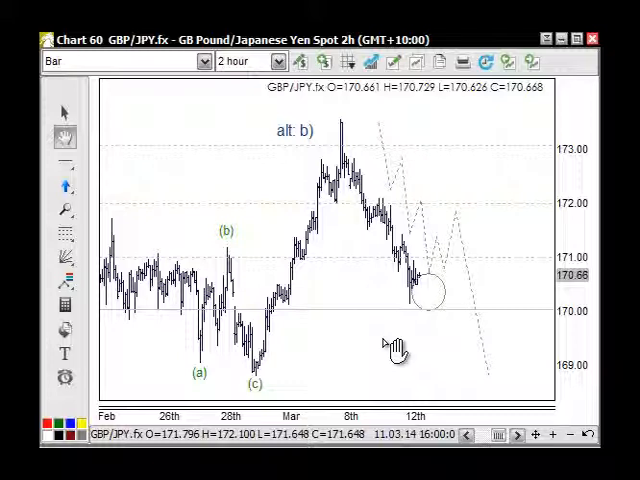So let's just see how that bounces. It's going to take a session or two to understand the bounce here in 3 waves or 5 waves.